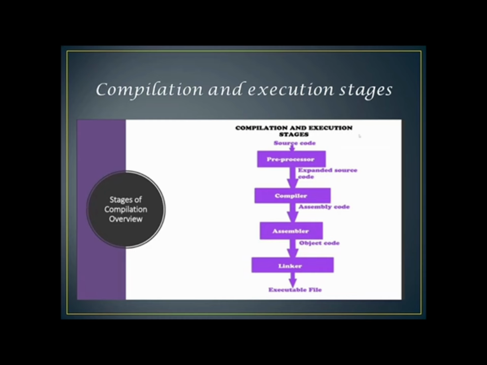These stages together form the compilation process, which transforms human readable source code into machine executable instructions. Each stage plays a crucial role in ensuring that the final executable is correct, efficient, and compatible with the target system.